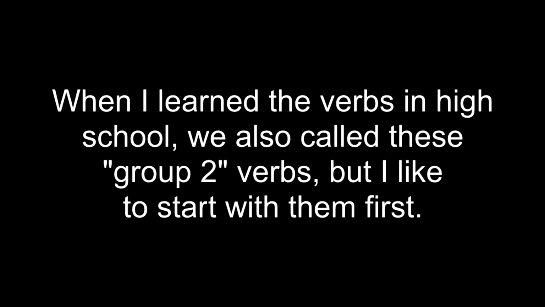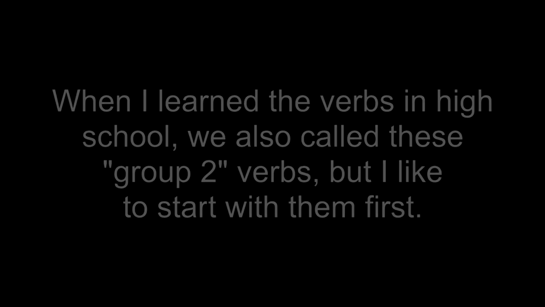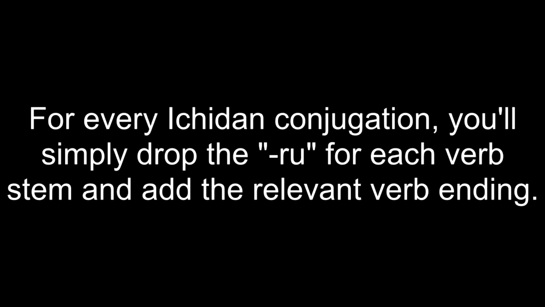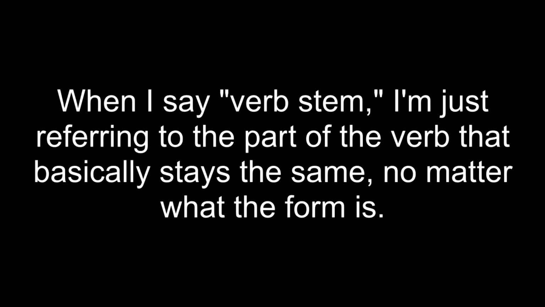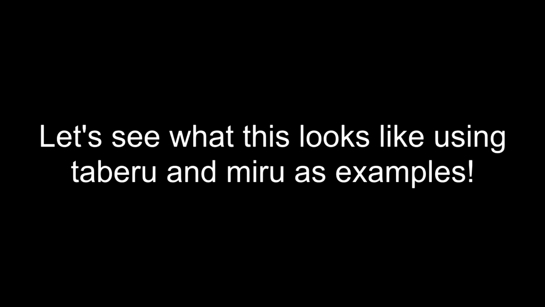When I learned the verbs in high school, we also called these group 2 verbs, but I like to start with them first. This is because they're a little simpler to conjugate and a lot more recognizable. For every ichidan conjugation, you'll simply drop the ru for each verb stem and add the relevant verb ending. When I say verb stem, I'm just referring to the part of the verb that basically stays the same no matter what the form is. Let's see what this looks like using taberu and miru as examples.